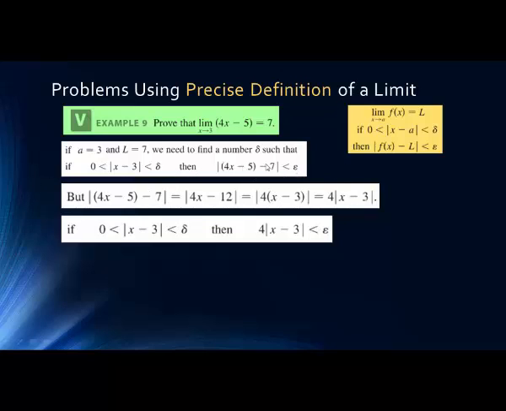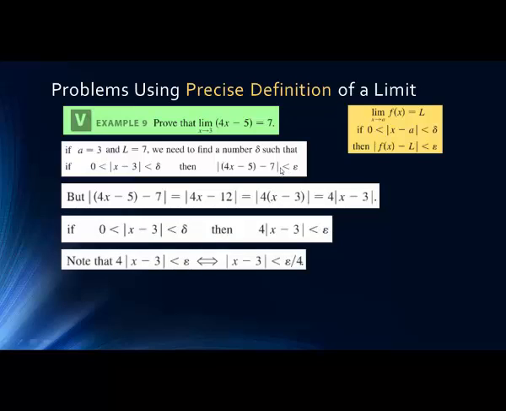So instead of writing 4x minus 5 minus 7, all I've done here is substitute in our simplified arithmetic. So if 0 is less than the absolute value of x minus 3 is less than delta, then 4 times the absolute value of x minus 3 is less than epsilon. And again, that's just a simplification there. So since 4 times the absolute value is less than epsilon, I can rewrite this by dividing both sides of the inequality by 4, and I get the absolute value of x minus 3 is less than epsilon over 4. Notice this is the same format as here.